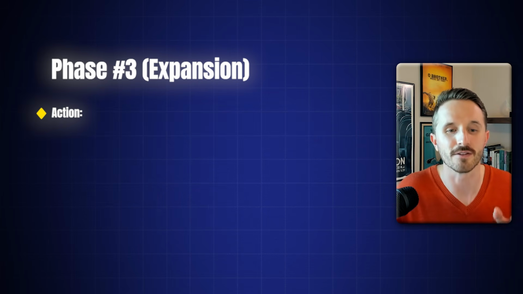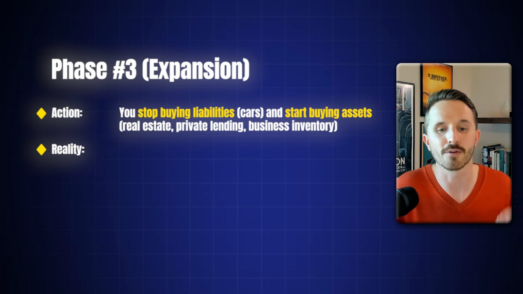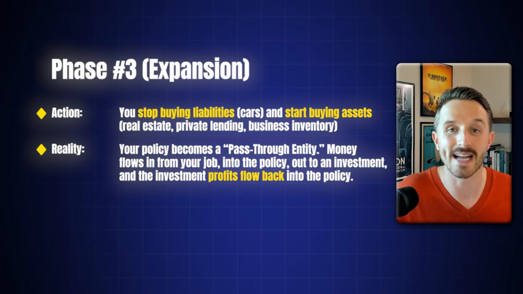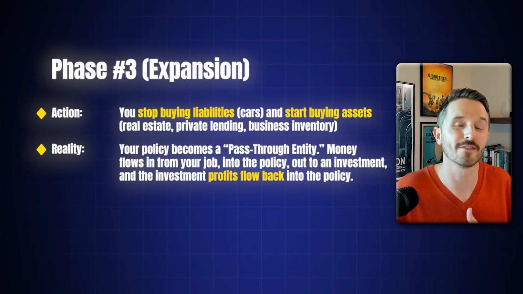Now, action-wise, you stop buying liabilities like cars and you start buying assets. We're talking real estate, private lending, business inventory, etc. And your policy becomes a pass-through entity where money flows in from your job into the policy, out to an investment, and then the investment profits flow back into the policy, and it becomes one big circle.